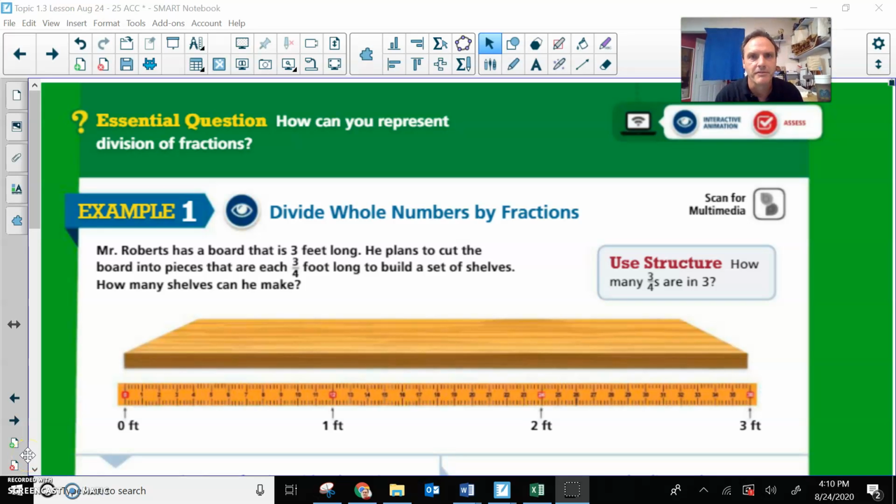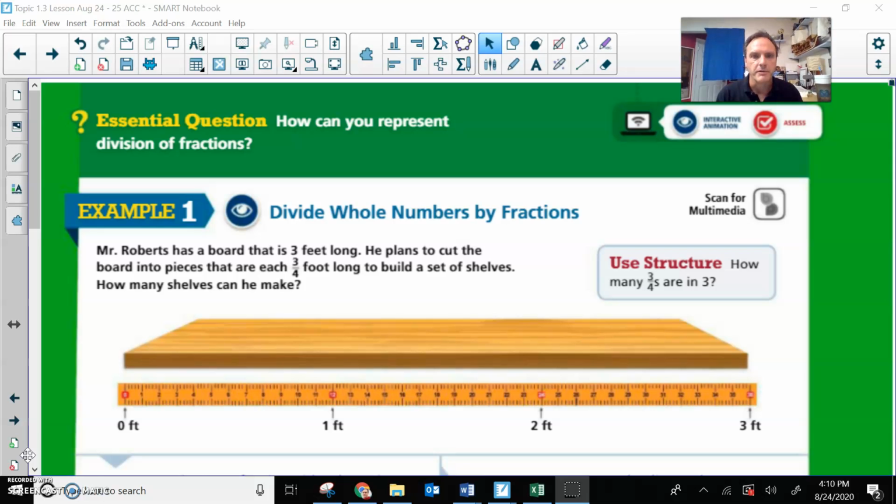Hi, this is Mr. Boughton, and I wanted to go over just a couple of examples of dividing a whole number by a fraction, and specifically showing you the example with the number line, just so you're familiar with that. And we don't put a tremendous amount of stress this year on the modeling with the number lines, but you do need to know this one, and this is a good one to help you understand division.